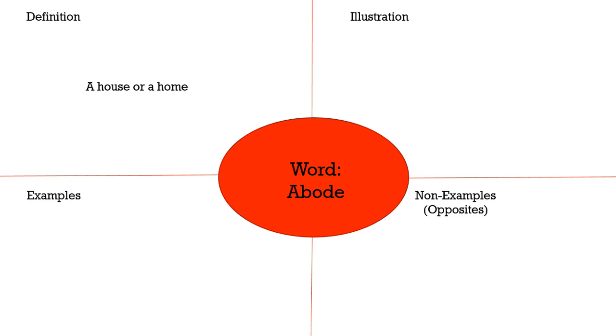Great job. Let's move on to the next word. The next word is apparel. Notice the definition is clothing. Now, pause the video and fill in the illustration, examples, and non-examples box in your vocabulary notebook.